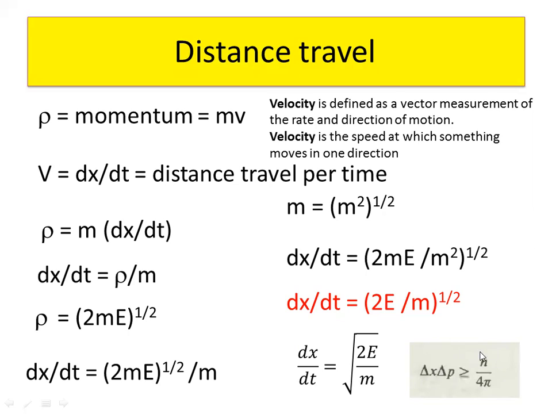And this value at least is h over 4 pi, and it may be more than this value. It depends how accurately you want to measure one parameter, and then the uncertainty will go to the other parameter. And this is all about the distance traveled. So I'm just closing this video and starting a new one, because this is the one topic we have discussed here.